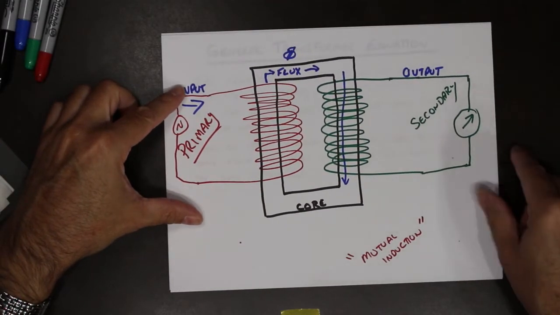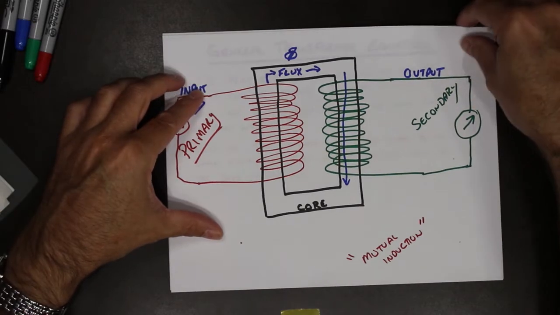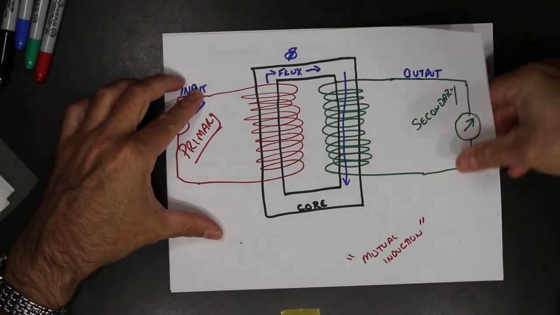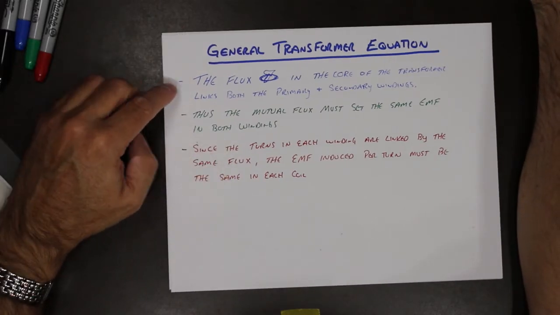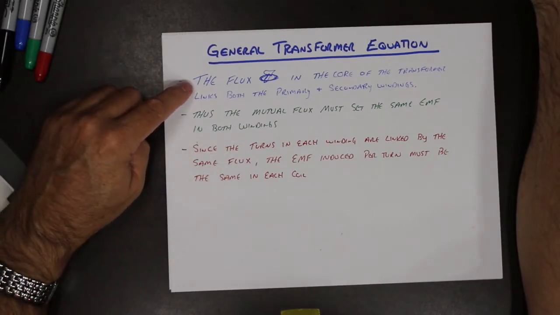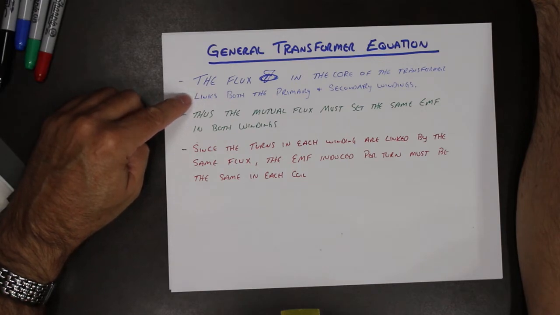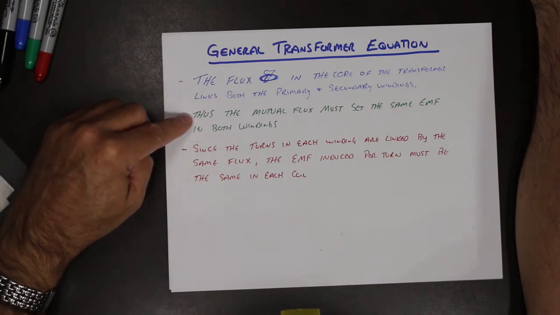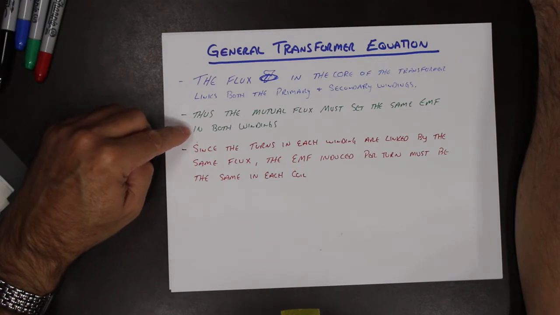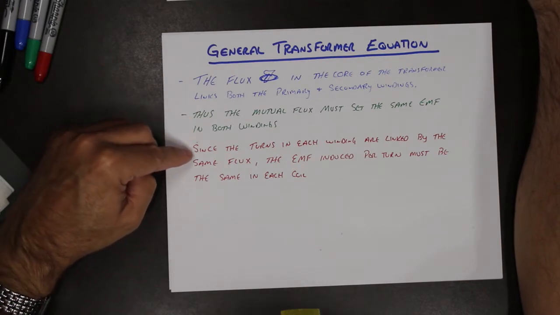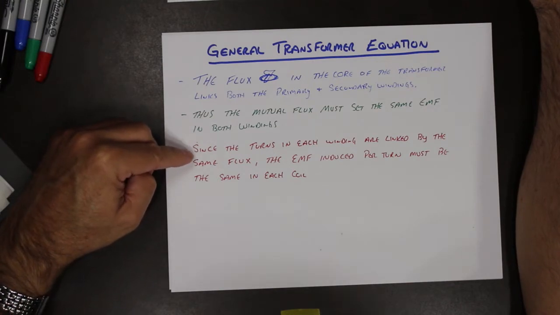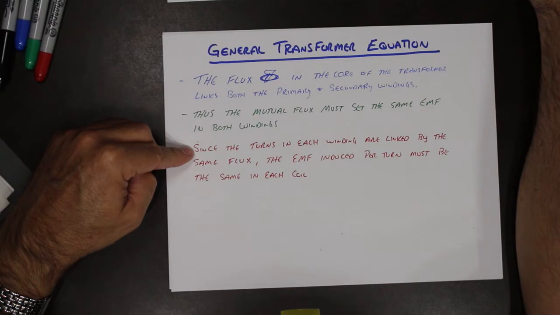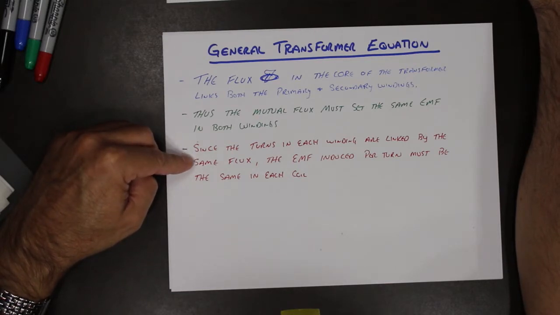So, what the whole transformer equation means. Let me read the whole thing piece by piece. The general transformer equation: the flux in the core of the transformer links both the primary and secondary windings. Thus, the mutual flux must set the same EMF in both windings. Since the windings are linked by the same flux, the EMF induced per turn must be the same in each coil.